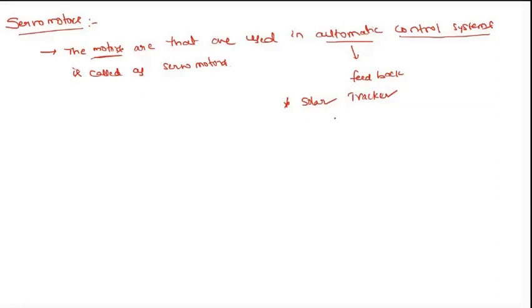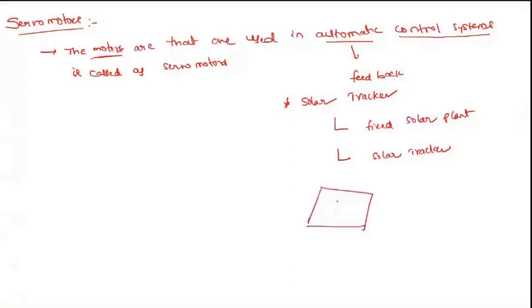I think you know, or I don't know whether you know or not. There are two types of solar plants. One is the fixed solar plant, and the other is the solar tracker. Fixed solar plant means the solar plate, let us say this is the solar plate, is placed towards the direction of the sun, so that the sunlight will fall on the solar panel. The panel will be arranged like this.